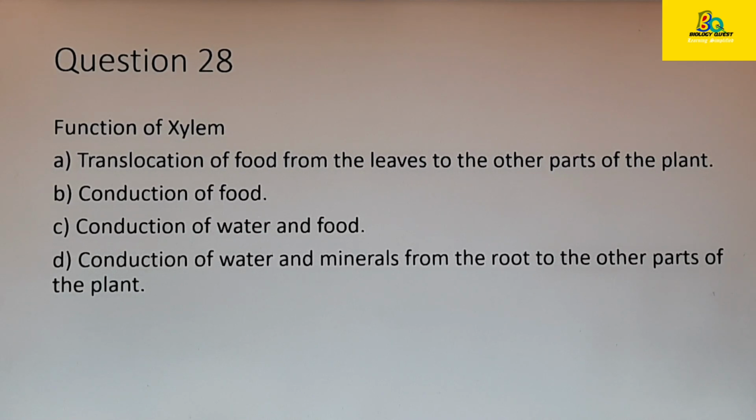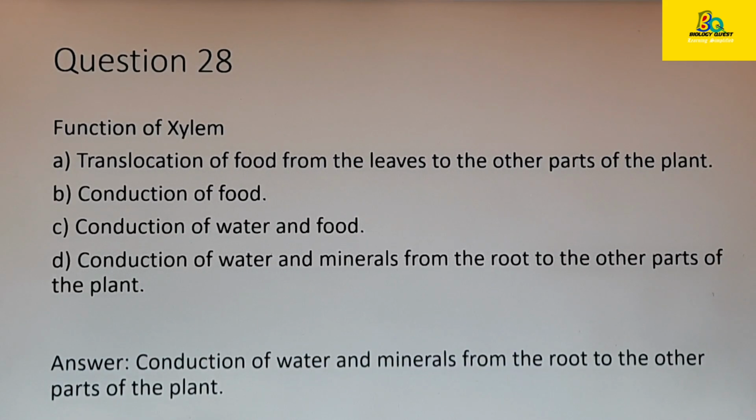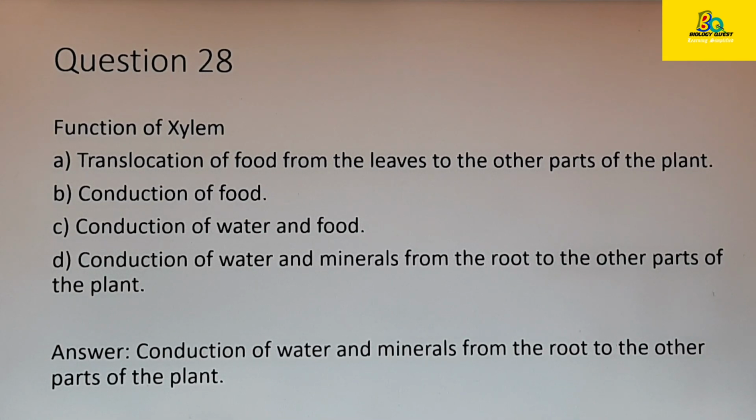So from this we can easily understand options A, B and C are wrong. Xylem is not concerned with the conduction of food. Xylem is concerned with the conduction of water and minerals from the root to the other parts of the plant. So the correct option is option D, conduction of water and minerals from the root to the other parts of the plant.